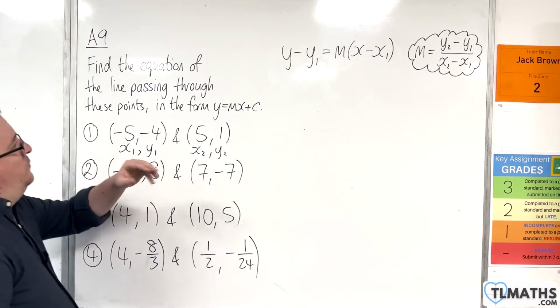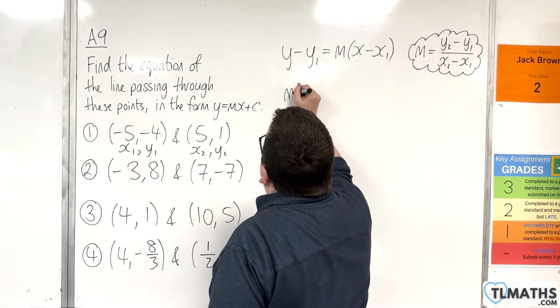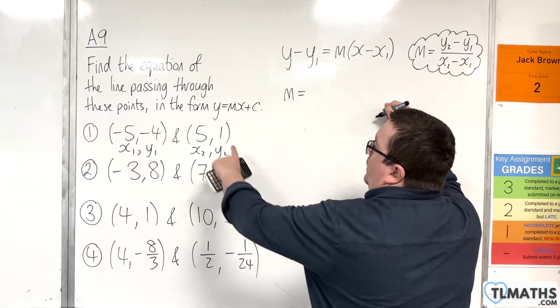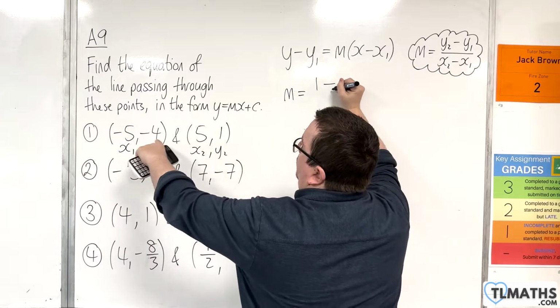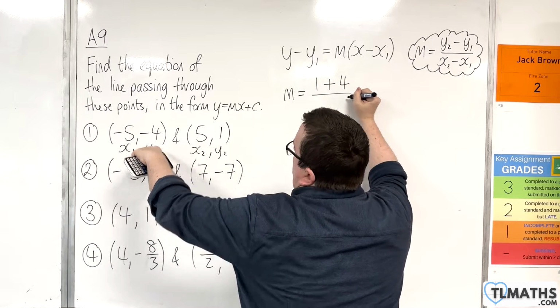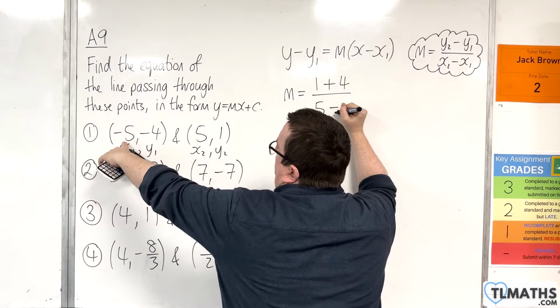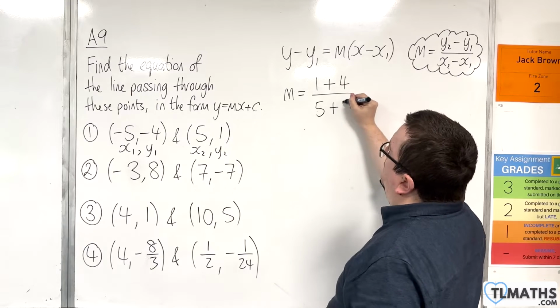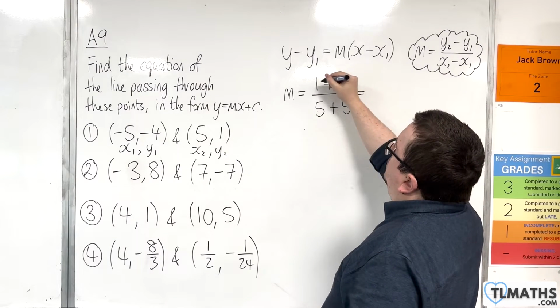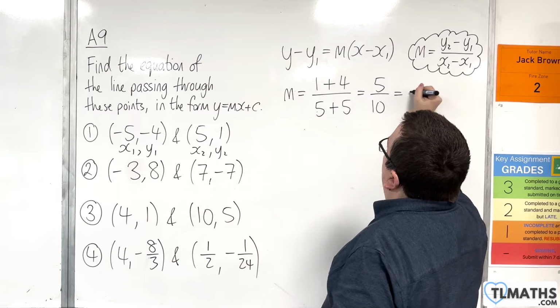So the first one, we need to work out the gradient first. So m is equal to y2 minus y1, so take away minus 4 is the same as plus 4, divided by x2 minus x1, so take away minus 5 is the same as plus 5. So we have 5 over 10, which is 1/2.